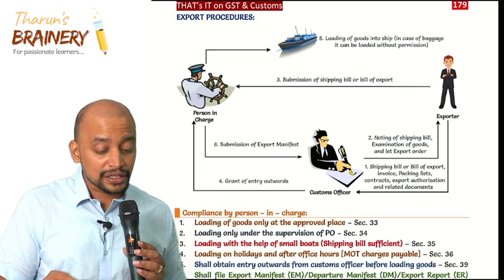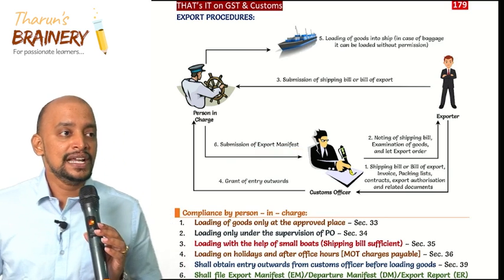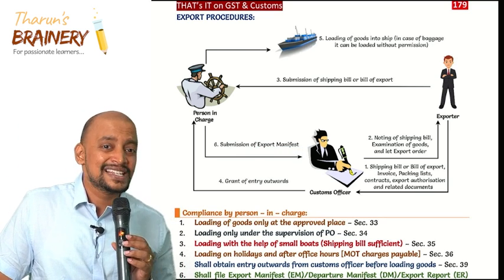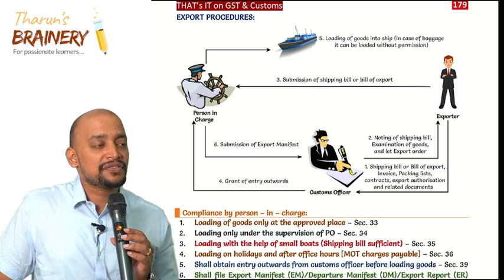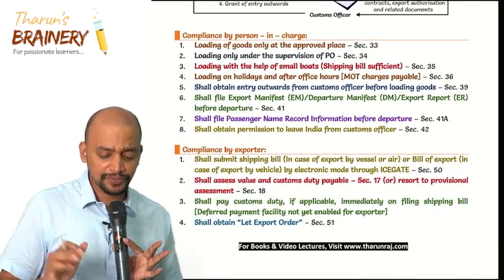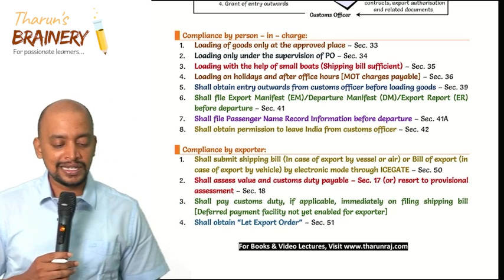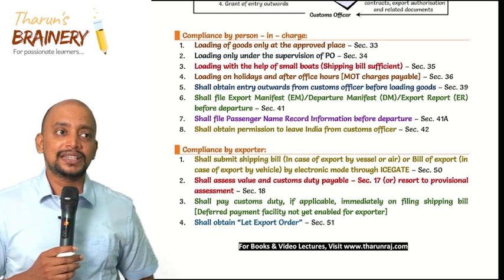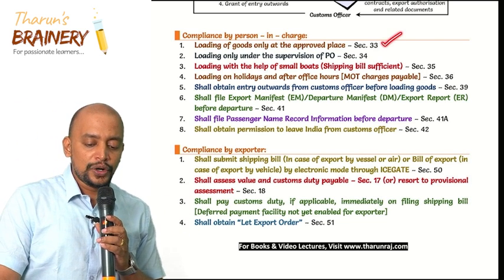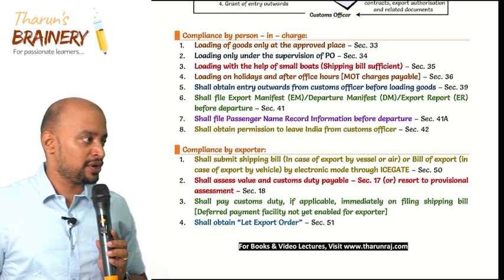Whatever goods are loaded in the ship, the details will be submitted to the customs officer in the export manifest. In case of aircraft, the export manifest is called the departure manifest. In case of vehicle, it is called the export report. So these are the simple points that we have. Then in detail, you can see the compliances to be followed by the person in charge. Loading of goods at an approved place. There, unloading at an approved place; here, loading at an approved place. And there, unloading under the supervision of the proper officer; here, loading under the supervision of the proper officer.